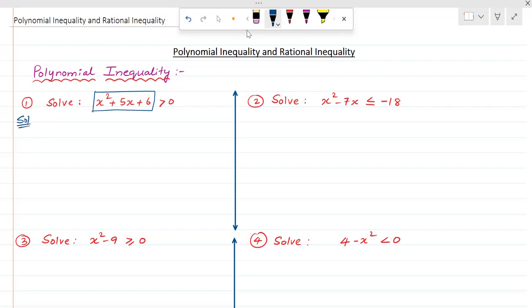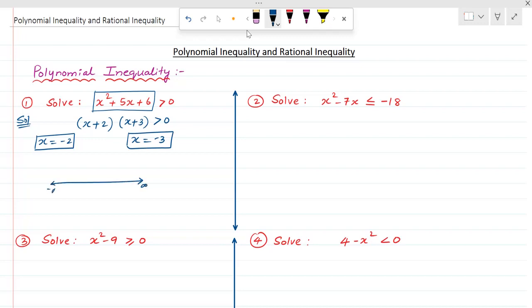First we will factorize this part. What is the factor here? x plus 2, x plus 3. If I set it equal to 0, you will get the critical values x equals minus 2 and x equals minus 3. This we call the critical value. For that, we have to draw the sign diagram, from plus infinity to minus infinity, and here you will have minus 3 and minus 2.